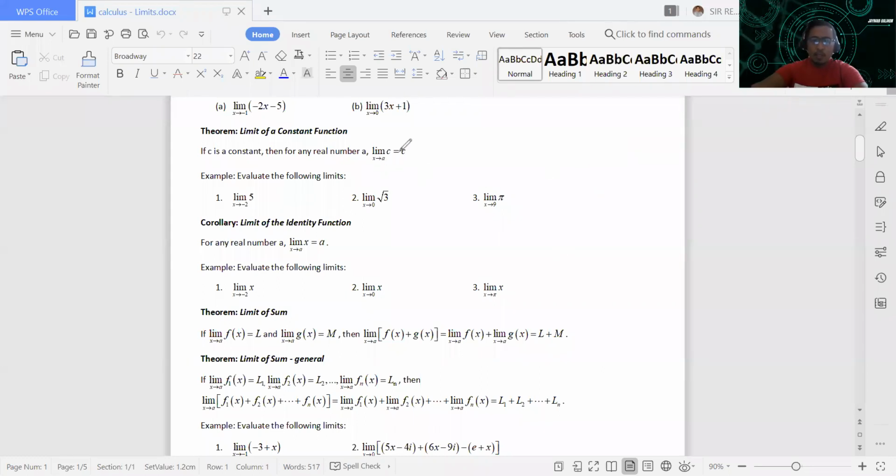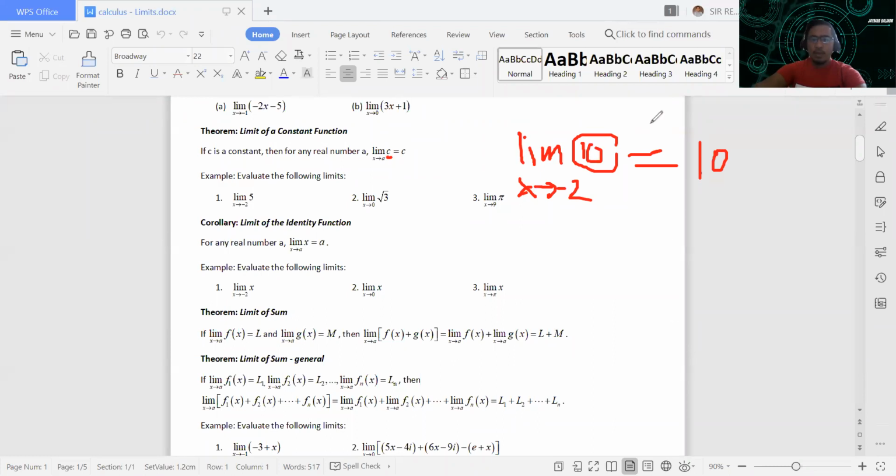So, what you're gonna do if you have a constant function, the answer is automatically the same with that constant. Say for example, if you are asked, what is the limit of 10 as x approaches to say -2? So automatically, since this is a constant function, automatically the answer is 10. Okay?